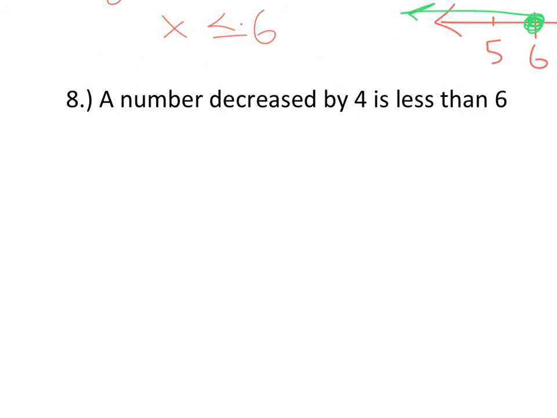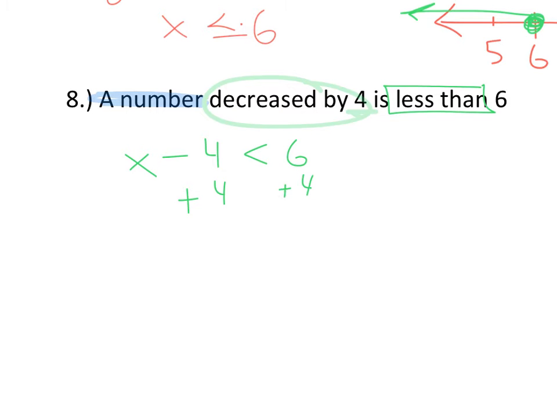Okay, a number decreased by 4. So a number, that would be something we don't know, that's our variable, decreased by, so subtracted by 4. Okay, so we'll take x minus 4 is less than 6. So this difference of x minus 4 must be less than 6. Solving it then, opposite of subtracting 4 is adding 4. So x is less than 10.